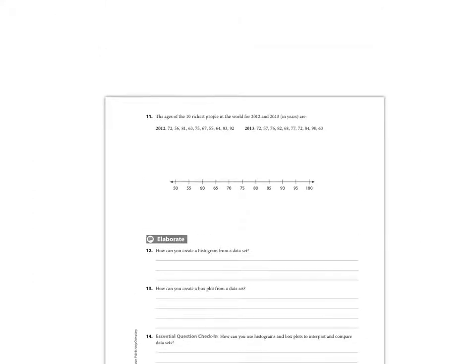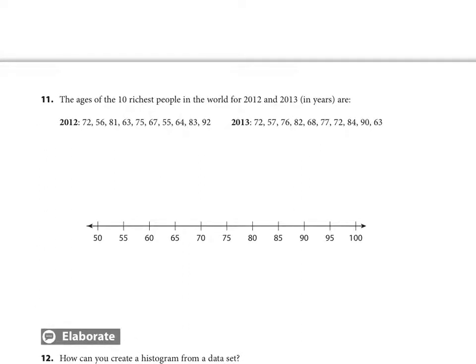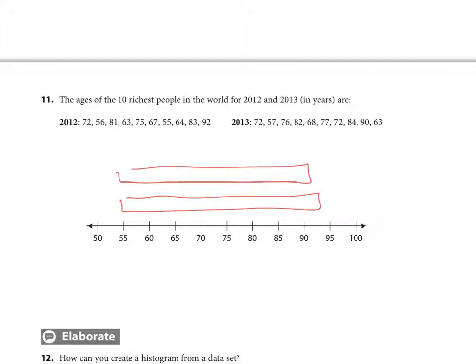And number 11 up here at the top, these are the ages of the 10 richest people in the world for both the years 2012 and also 2013. So we have 2 different data sets. What we're going to do is create box plots for each of these 2 data sets. I'm going to put one box plot in this area right here, and then I'm going to put the other box plot just right above it like that. So I'll try to line it up as best I can.